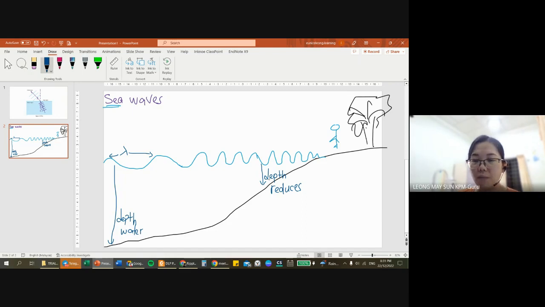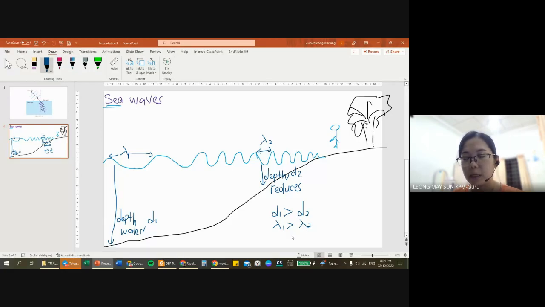So when the depth reduces at the seaside, the wavelength actually reduces as well. All right. So if the depth of water here is D1 and here is D2, the wavelength over here is lambda 1, here is lambda 2. This means that when the water depth at 1 is more than the depth at 2, the wavelength at 1 is greater than the wavelength at 2.